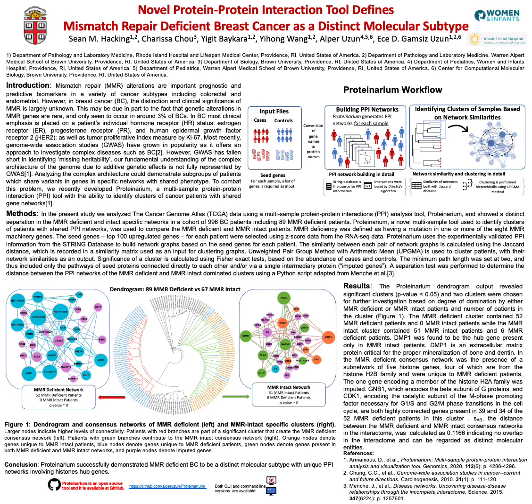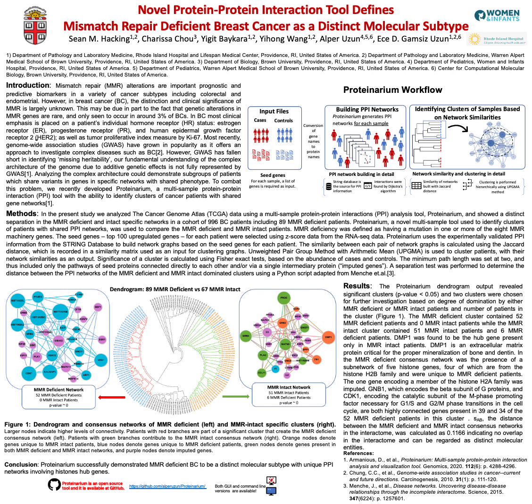Most recently, genome-wide association studies have grown in popularity as it offers an approach to investigate complex diseases such as breast cancer. However, GWAS has fallen short in identifying missing heritability. Our fundamental understanding of the complex architecture of the genome due to additive genetic effects is not fully represented by GWAS. Analyzing the complex architecture could demonstrate subgroups of patients which share variants in genes in specific networks with shared phenotype. To combat this problem, we recently developed Proteinarium, a multi-sample protein-protein interaction tool with the ability to identify clusters of cancer patients with shared gene networks.